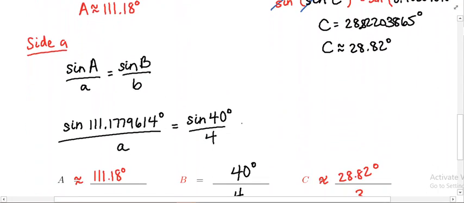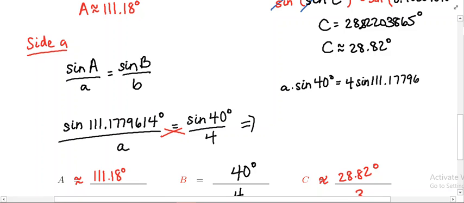So we can go ahead and cross multiply here. This is going to tell us that A times the sine of 40 degrees is equal to 4 times the sine of 111.1779614 degrees. If we want A, we need to divide both sides by the sine of 40 degrees. On the left side, these guys will cancel. This is what we need to pop into the calculator to get side length A.